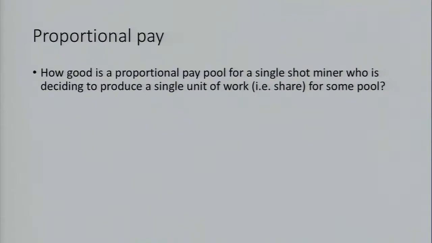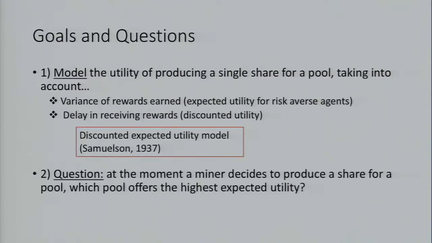So the question is, how good, for example, is the proportional pay pool for a single shot miner who's just deciding to produce a single unit of work for some pool, and he wants to decide which pool to submit this unit of work to? So the goals and questions in our work here: first, to model the utility of producing a single share for a pool, taking into account the variance of rewards earned, right? So this would be measuring not just the expected reward, but the expected utility, which takes into account the variance if your utility function is risk averse. And also the delay in receiving rewards.